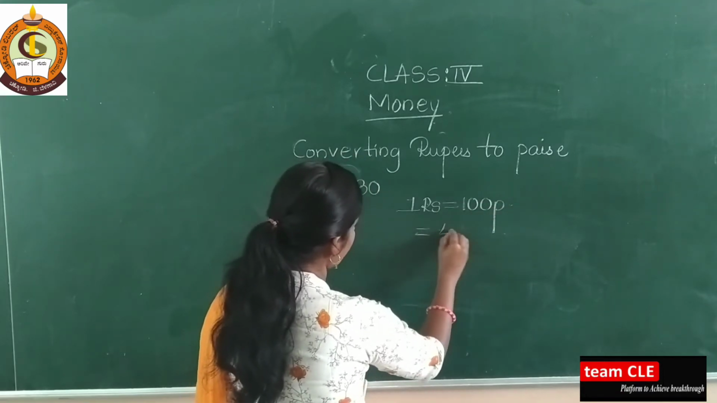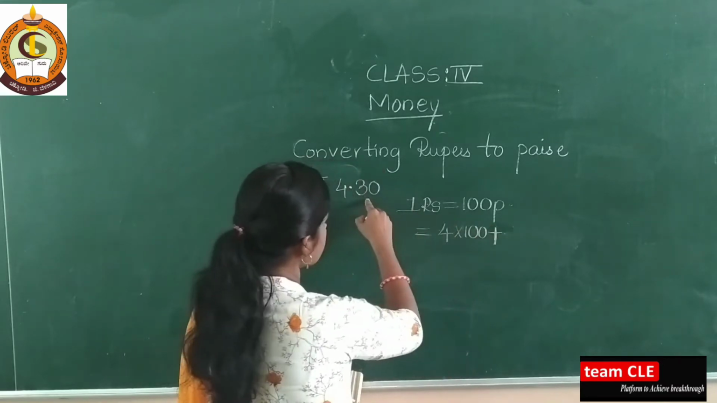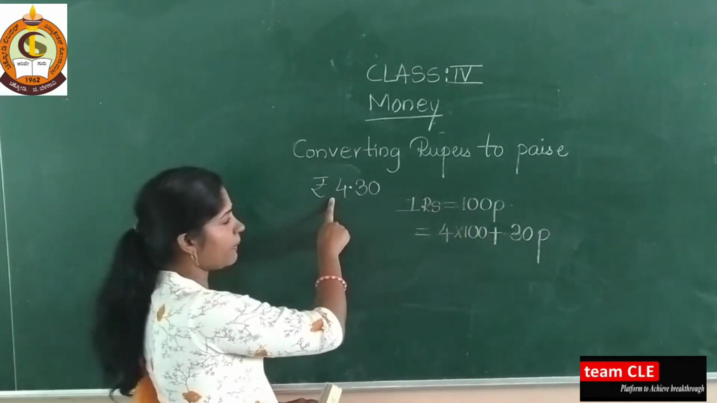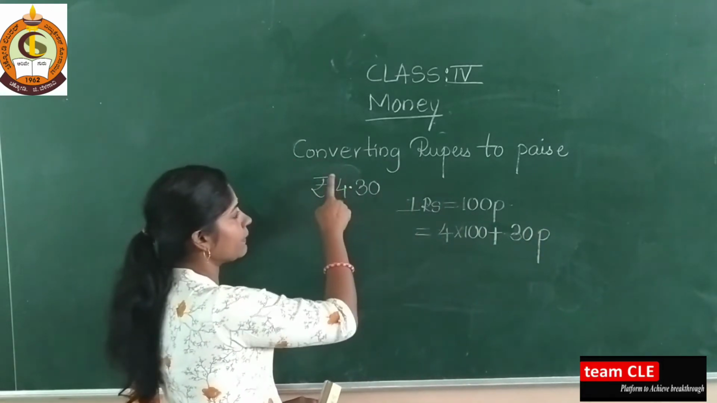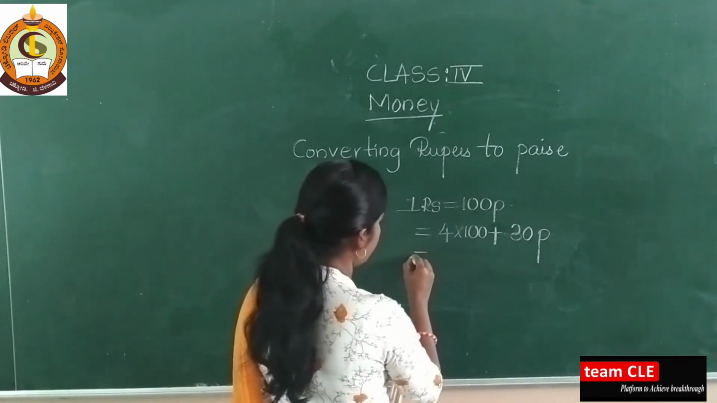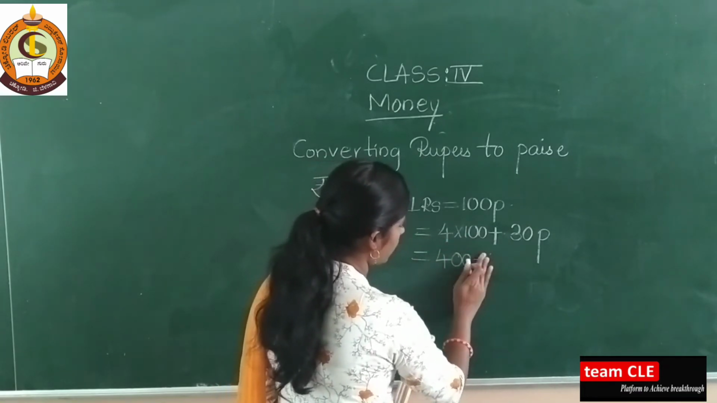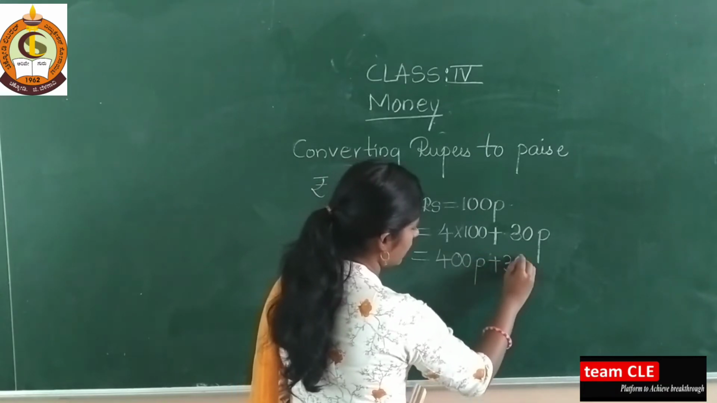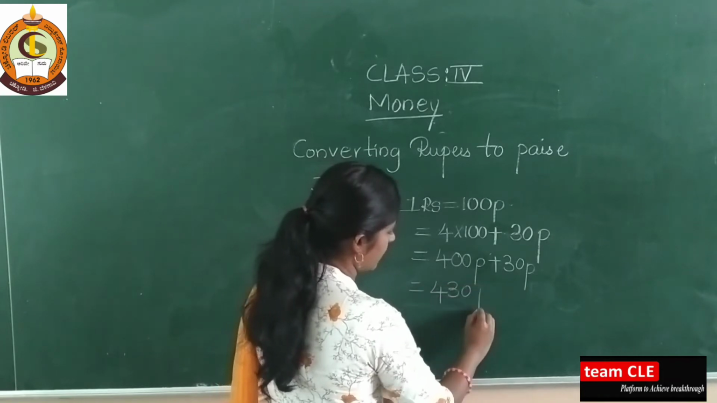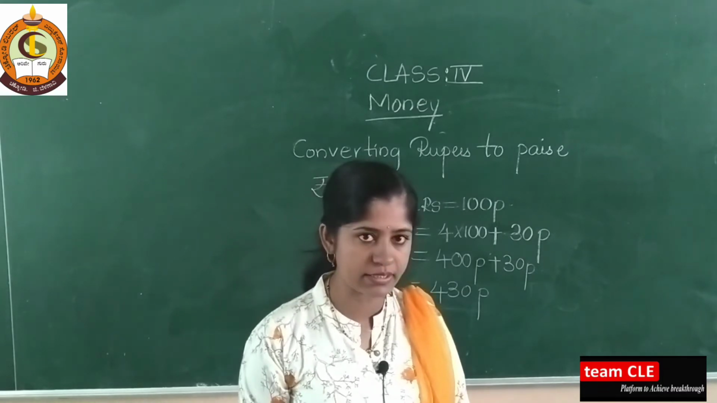Then 4 rupees is equal to 4 into 100 plus how much is there here? 30 paise. Already I told this is the whole part and this is the decimal part. The whole part represents rupees and the decimal part represents paise. So take here 4 into 100 is 400 plus 30 paise. After adding this you get 430 paise. Clear? So this kind of examples are there in my practice time 1.